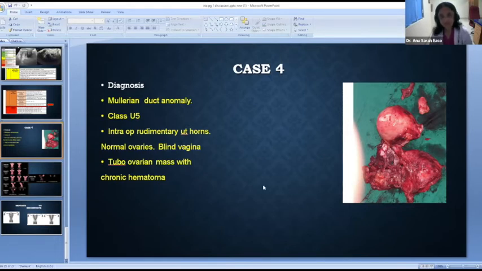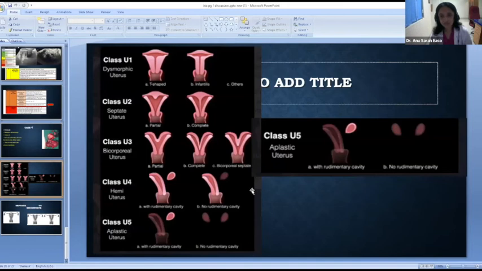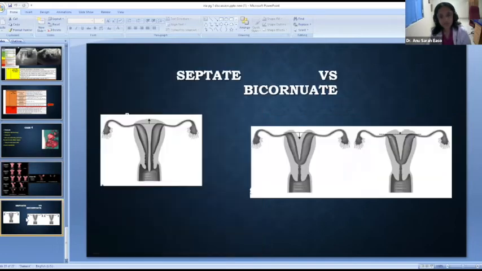So what are the types of Mullerian anomalies? We won't go into much detail, but our case can be classified as this U5 category, where there can be a rudimentary horn with some endometrial cavity. And septate and bicornuate uterus are also part of these Mullerian duct anomalies. We won't go into details due to lack of time.